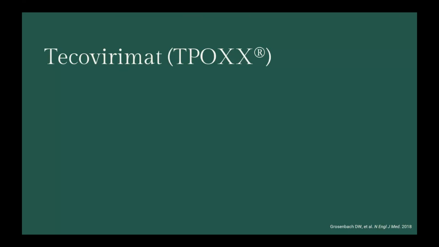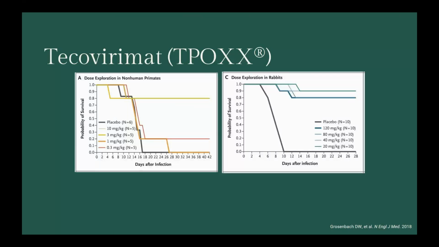More down the road, there was a 2018 safety and efficacy trial of oral Tecovirimat on non-human primates and rabbits inoculated with smallpox or rabbitpox virus. A variable number of doses ranging from 0 to 10 milligrams per kilogram for non-human primates and doses from 0 to 120 milligrams per kilogram for rabbits were used to evaluate efficacy.